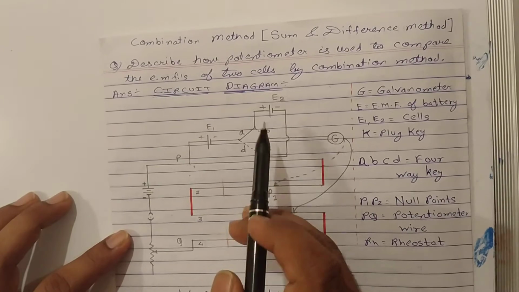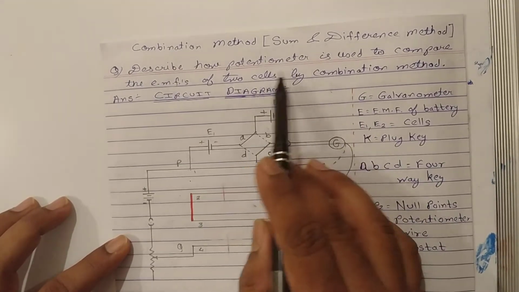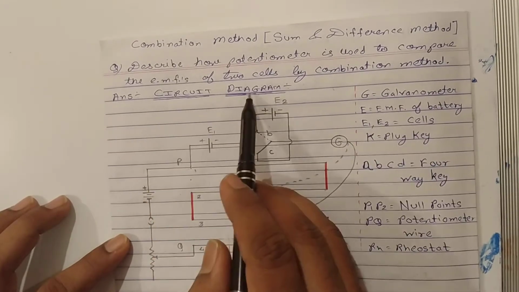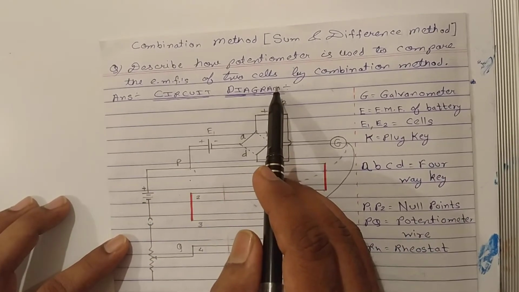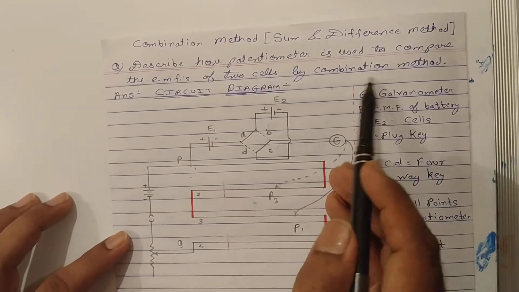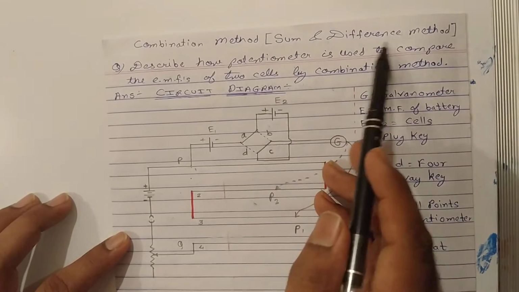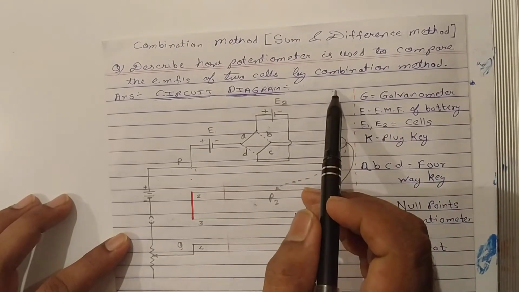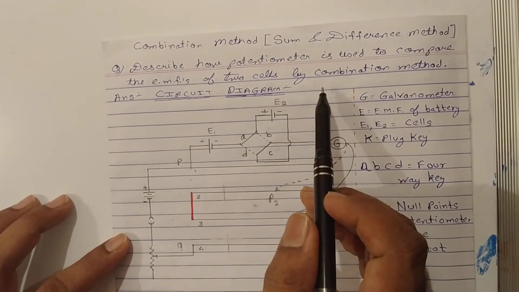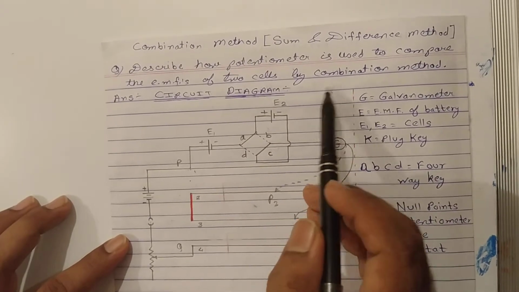Today we will study the use of potentiometer to compare the EMF of two cells. The name of the method is called combination method. Another name of the method, combination method, is sum and difference method. Last lecture we have seen the individual cell method. In this lecture we will compare the EMF of two cells but using what?